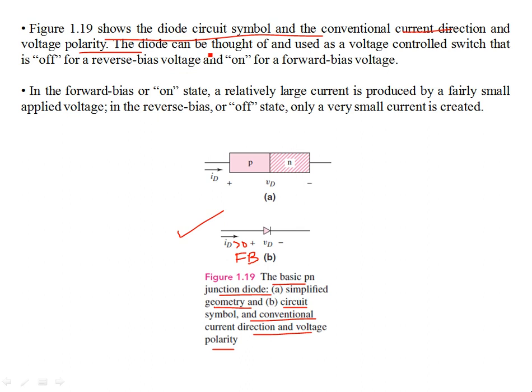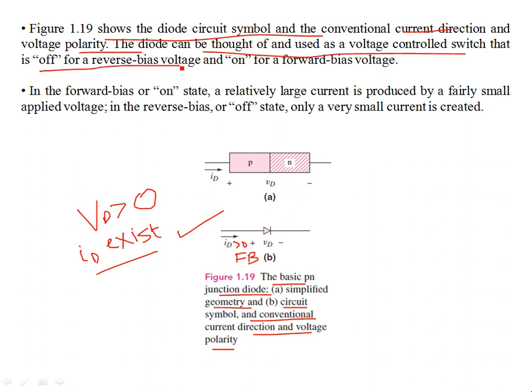However, the diode can be thought of as a voltage controlled switch. Why is it a voltage controlled switch? Because as long as a positive VD is there, it controls the flow of exponential current. The ID exists. So to turn on the diode, you apply the voltage and you have the ID, the forward junction current. But if you want to turn off the device, all you have to do is reverse the polarities, make it reverse bias, and then there is no current. So it can be thought of as a voltage controlled switch that is off for the reverse bias voltage.